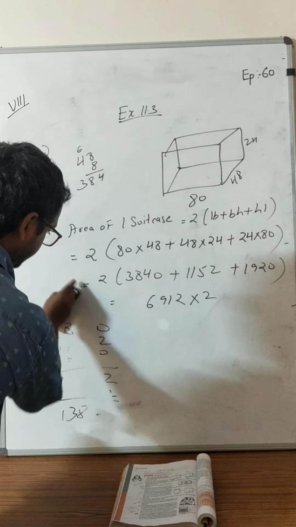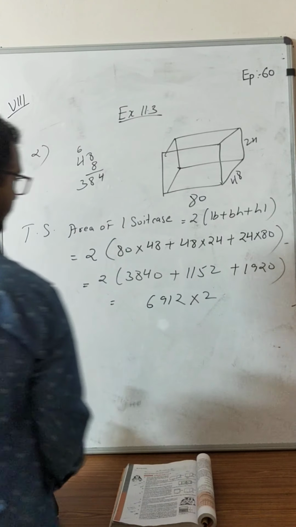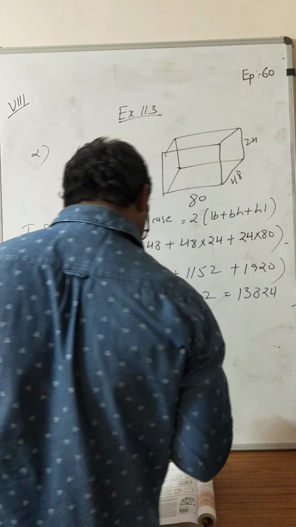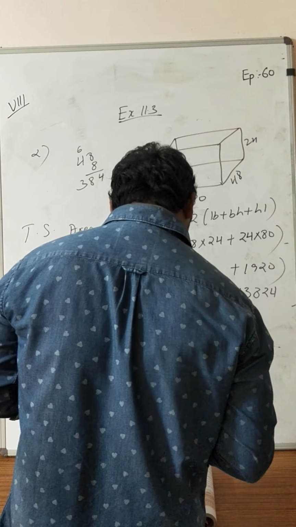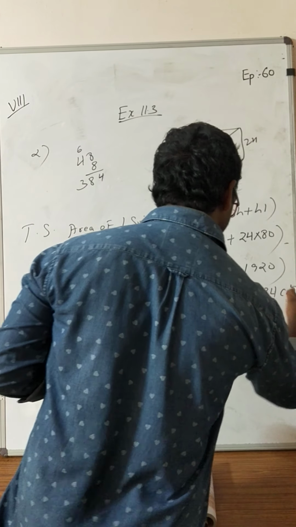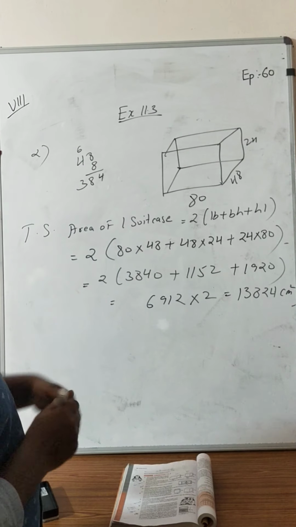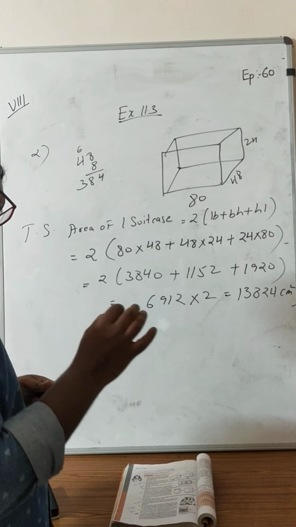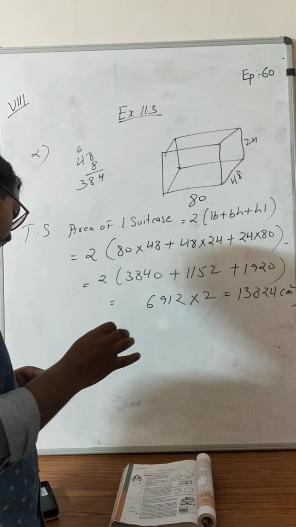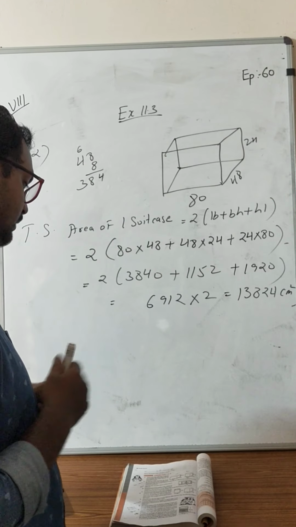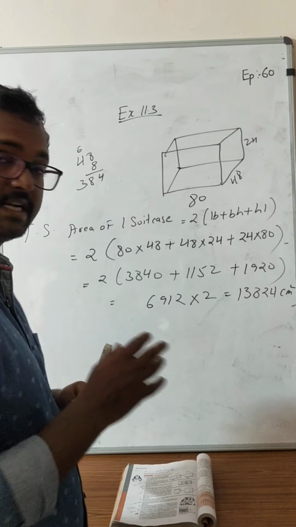So our answer is 13824 centimeter square, which is the area of one suitcase. Now we need to find the meters of tarpaulin. How many meters of tarpaulin are required to cover 100 such suitcases?